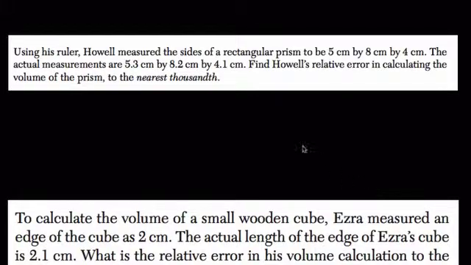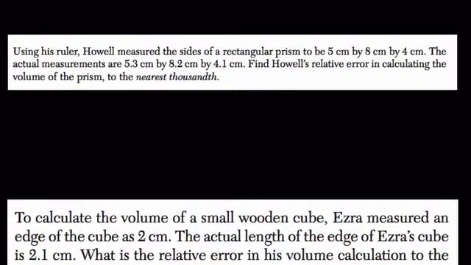Okay, so we are told that this person measured a rectangular prism to be 5 centimeters by 8 centimeters by 4 centimeters, but the actual measurements are 5.3 by 8.2 by 4.1 centimeters. They want to know what the relative error is to the nearest thousandth.